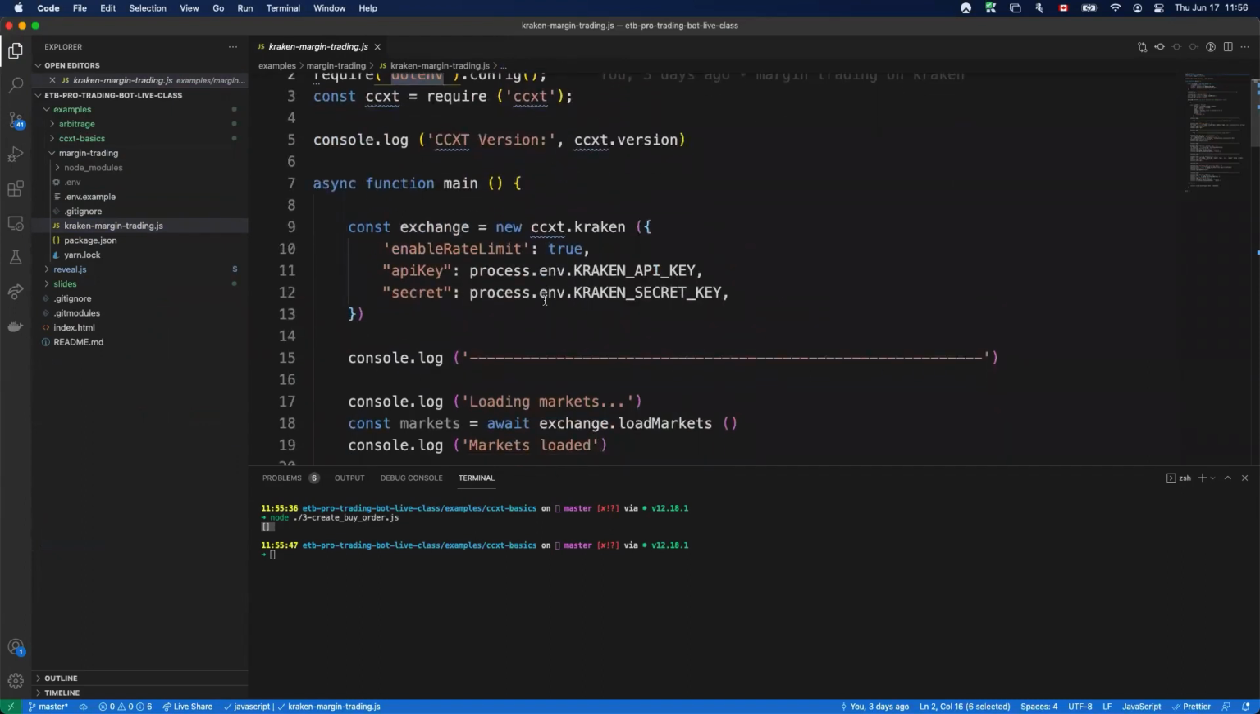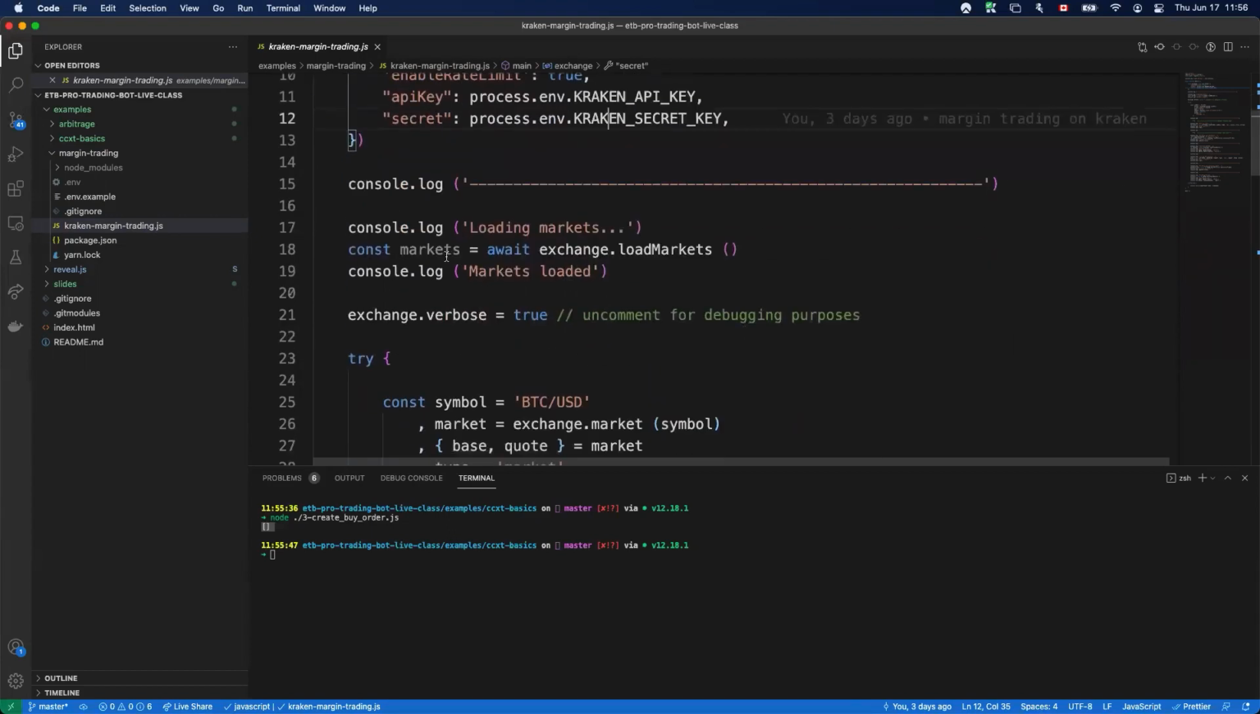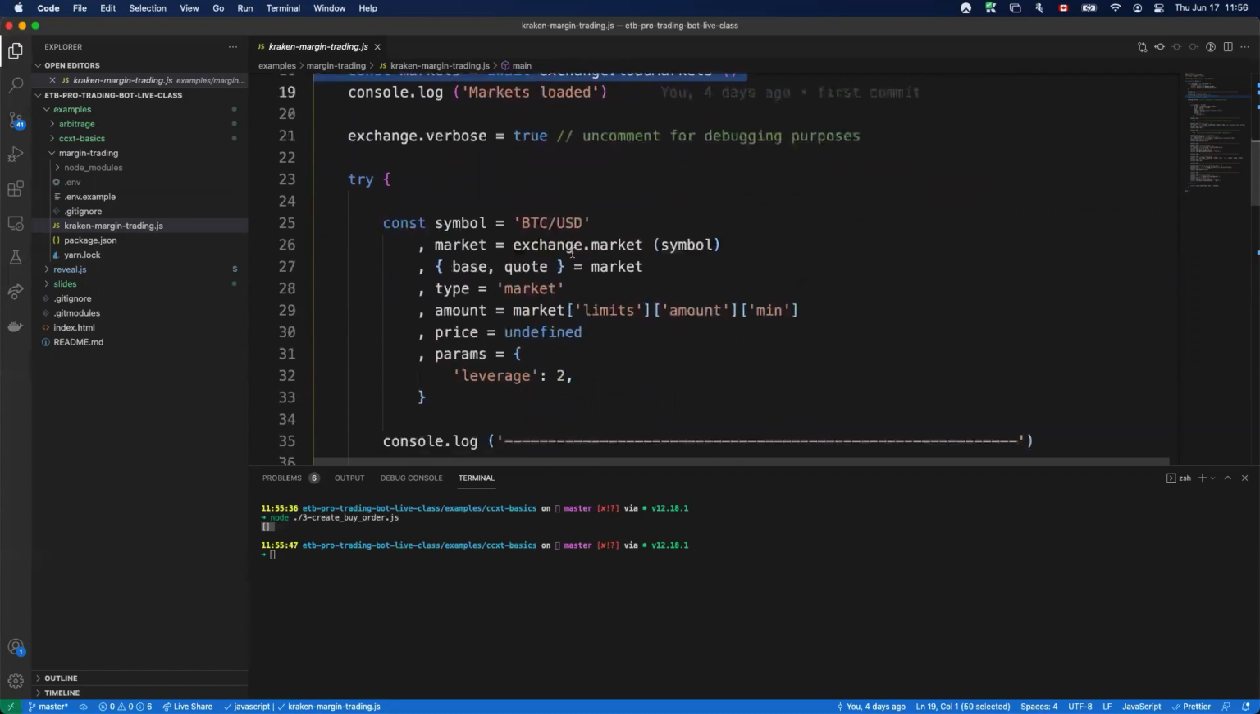Create a file with .js extension. Make sure you always have enable rate limit set to true, just because there are some exchanges which will blacklist your IP if you're making recursive calls. So just be aware of that. Again, we loaded all the markets. Once the markets are loaded, all the messages will be displayed on the console.